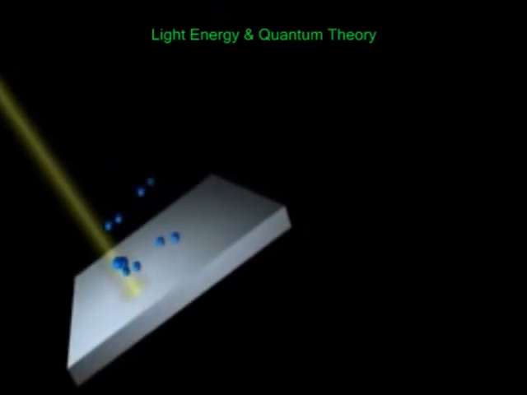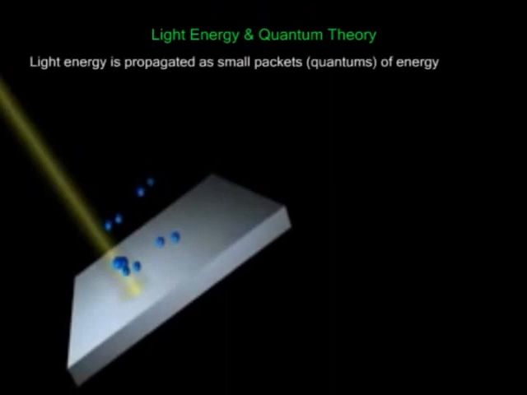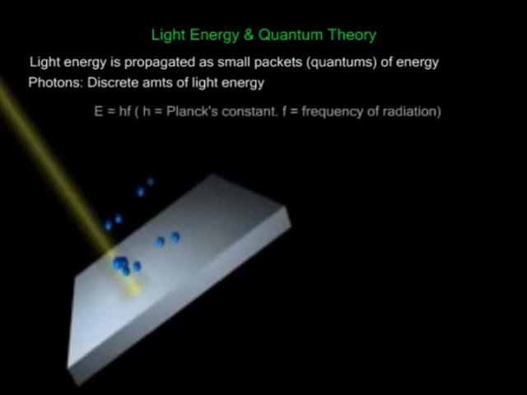In 1901, Max Planck came up with the idea that light energy is propagated as small packets of energy. Each packet is called a quantum of energy. In light, these discrete amounts of energy are called photons. According to Planck, the energy E possessed by one photon is given by E = hf, where h is Planck's constant equal to 6.63 × 10^-34 joules second, and f the frequency of the radiation.